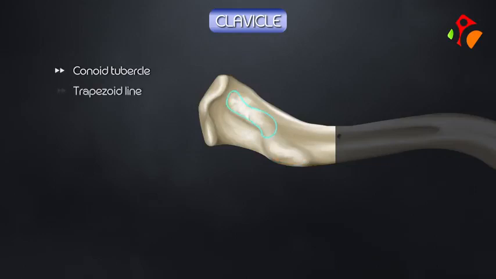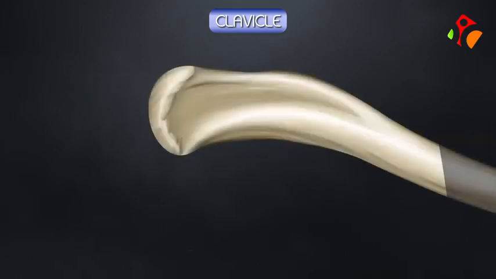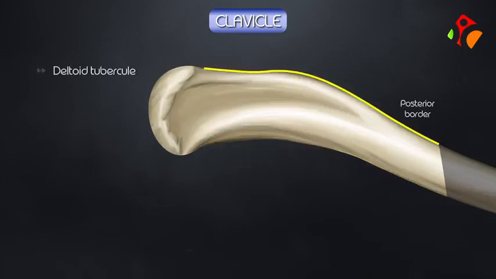The trapezoid line, which is an oblique ridge, runs forwards and laterally towards the acromial end and gives attachment to the trapezoid part of the coracoclavicular ligament. Now coming to the anterior border. It is concave and bears the deltoid tubercle. The posterior border is convex.